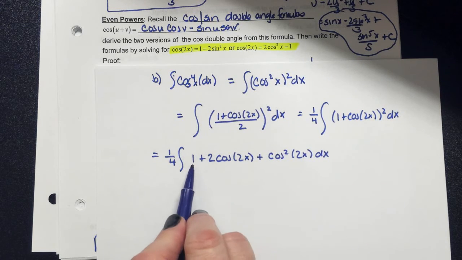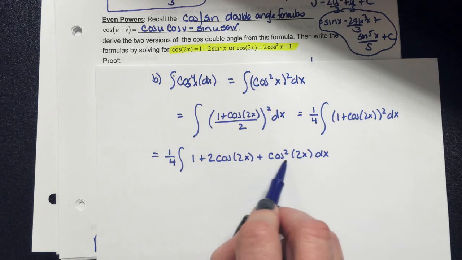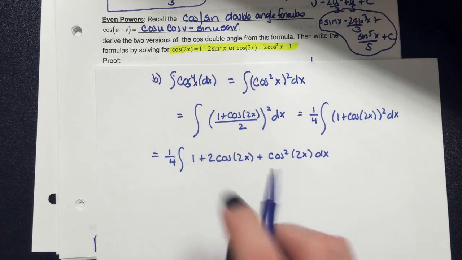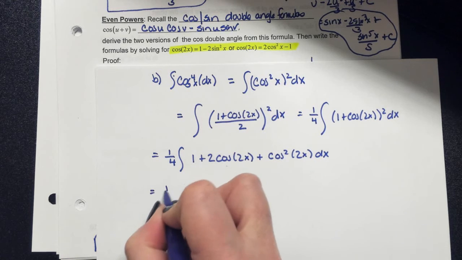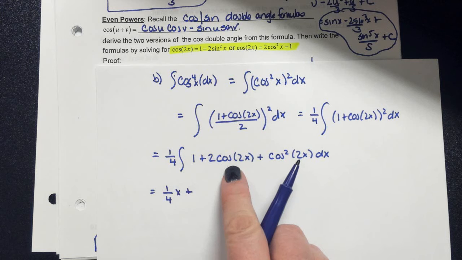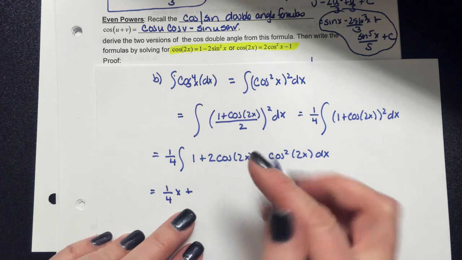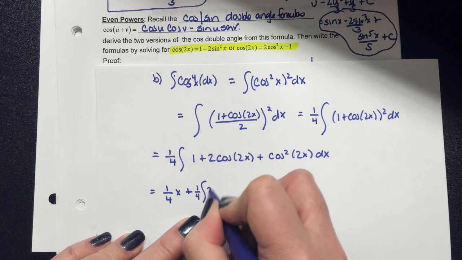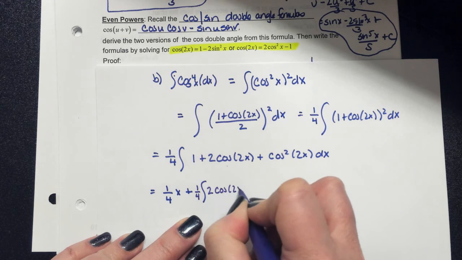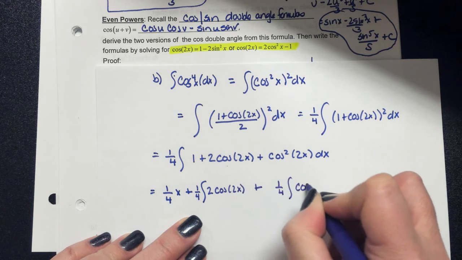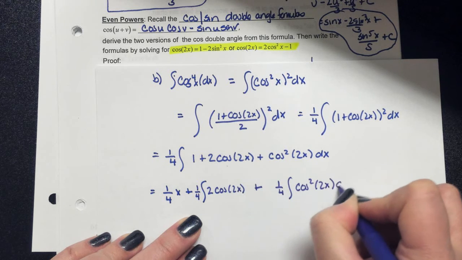So I can integrate this term. I'm going to have to do another double angle substitution when I get down to that part. So when I integrate 1, that's going to give me a 1/4 x. Plus, I am going to have to do a u sub right here. So I have 1/4 times 2 cosine of 2x plus 1/4 times my integral of cosine squared of 2x dx.